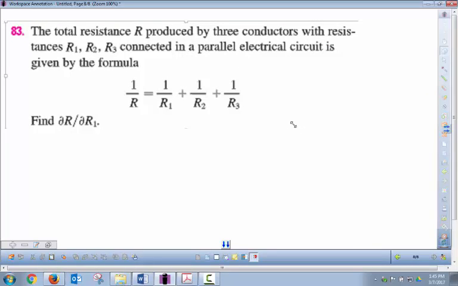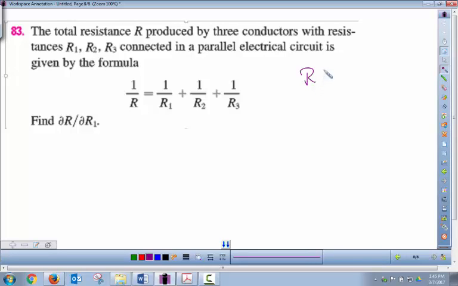And for this problem, all they want us to find is dR/dr1. So R is your function, and it's a function of r1, r2, r3. So essentially it's a function of 3 variables, and instead of x, y, z, they use r1, r2, r3. So r1, r2, r3 are the independent variables. The dependent variable is R.